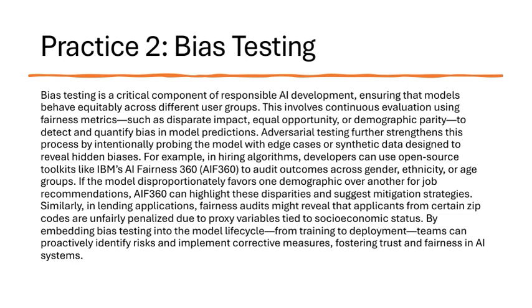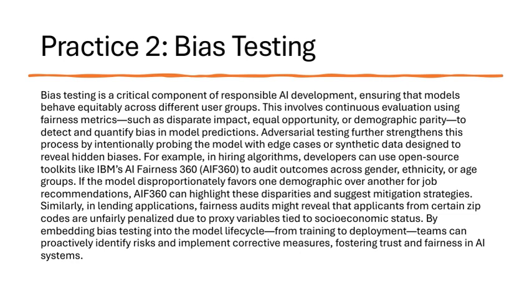To make this process even stronger, we can also use adversarial testing, which involves intentionally probing the model with edge cases or synthetic data to uncover hidden biases that might not be immediately obvious. For example, in hiring algorithms, developers often use open-source toolkits like IBM's AI Fairness 360 or AIF 360 to audit the outcomes for different genders, ethnicities, or age groups.